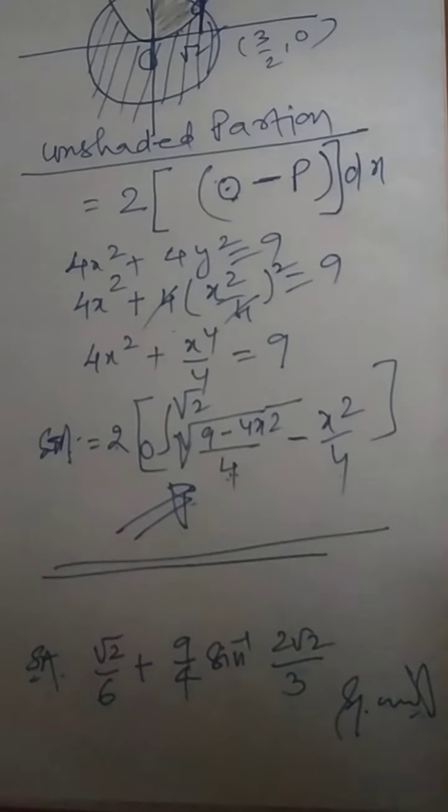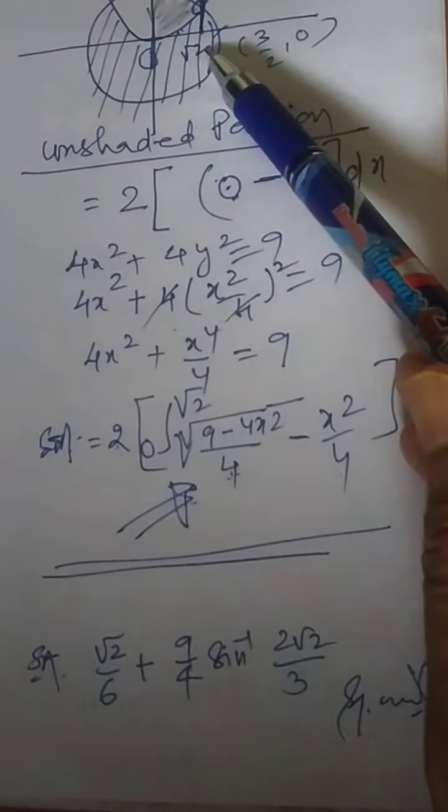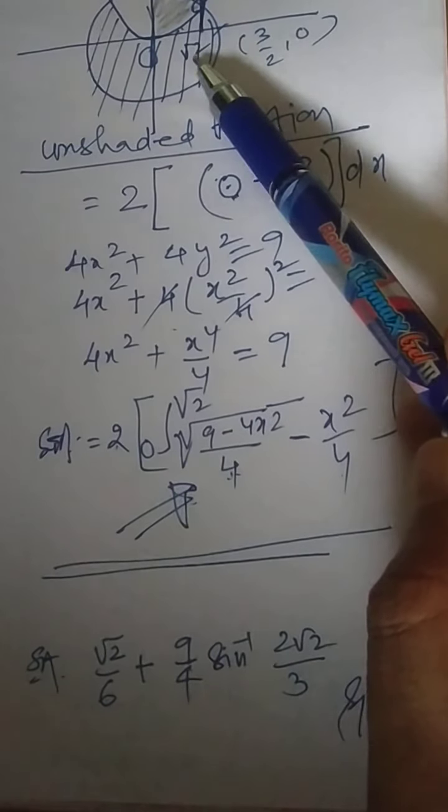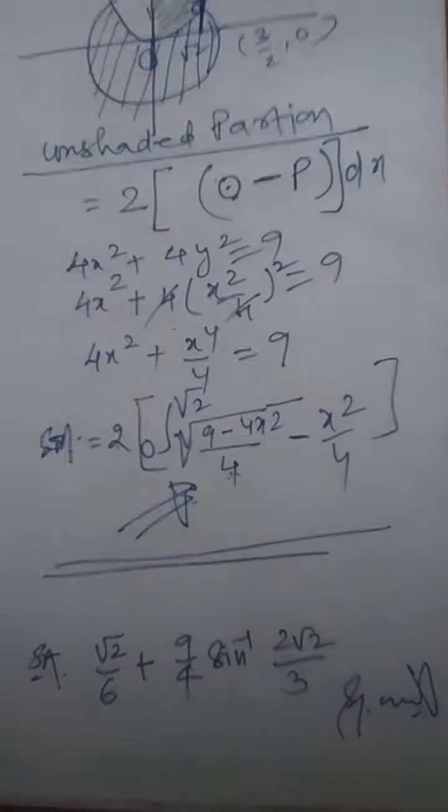Now, if the question asks for the exterior portion, we know the total area of the circle. So in that case, it is the total area of the circle minus this. This is the method.